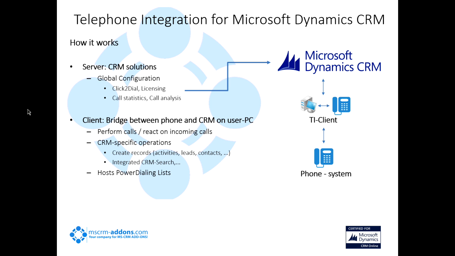The TI client, which resides on the user's PC, is the bridge between the phone system and CRM. Your users are going to use that to perform calls using the TI balloon and react on incoming calls. They're also going to be able to perform CRM-specific operations with just a couple of clicks. They're going to be able to create those records and also use the balloon to do an integrated CRM search. The other thing, as we talked about before with the to-do list or power dialing lists, is that it also hosts those, so you're going to have those available to you with the client.